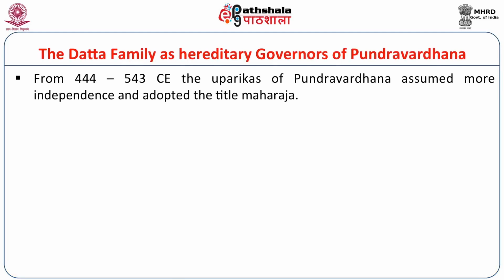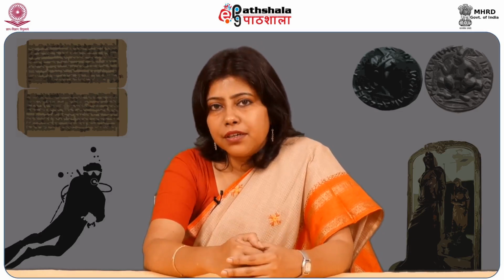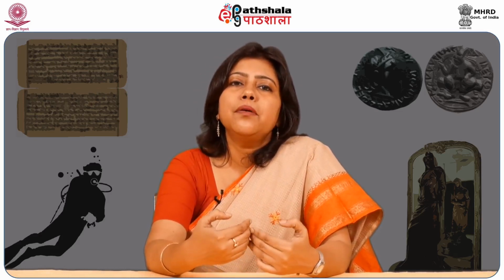Now, the Datta family had hereditary governors of Punravardhana. From 444 to 543 CE, the Uparikas of Punravardhana assumed more independence and adopted the title Maharaja, which is very important because the Uparikas were actually provincial governors. Why were they assuming the title of Maharaja? Because the title Maharaja actually refers to the king. So, this indicates that the Uparikas were assuming more and more power and they were taking the title of Maharaja and they were probably comparing themselves with the king.